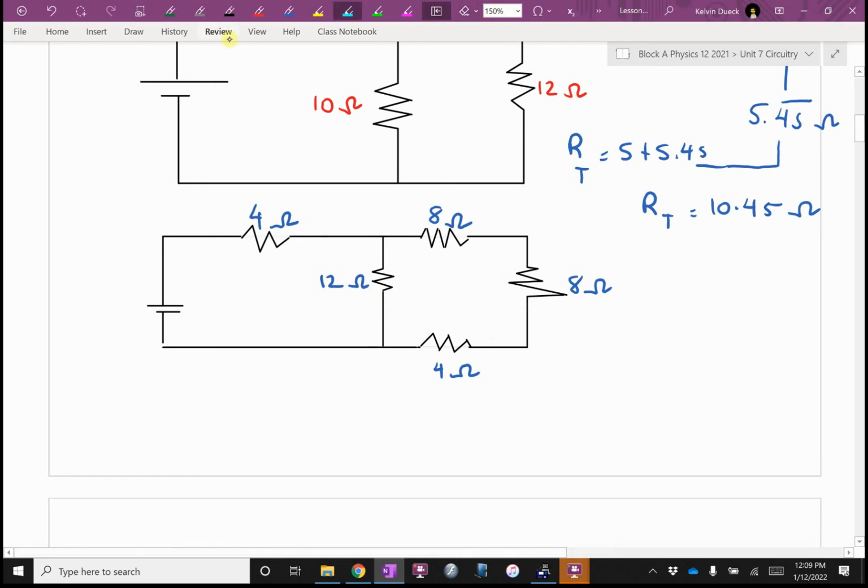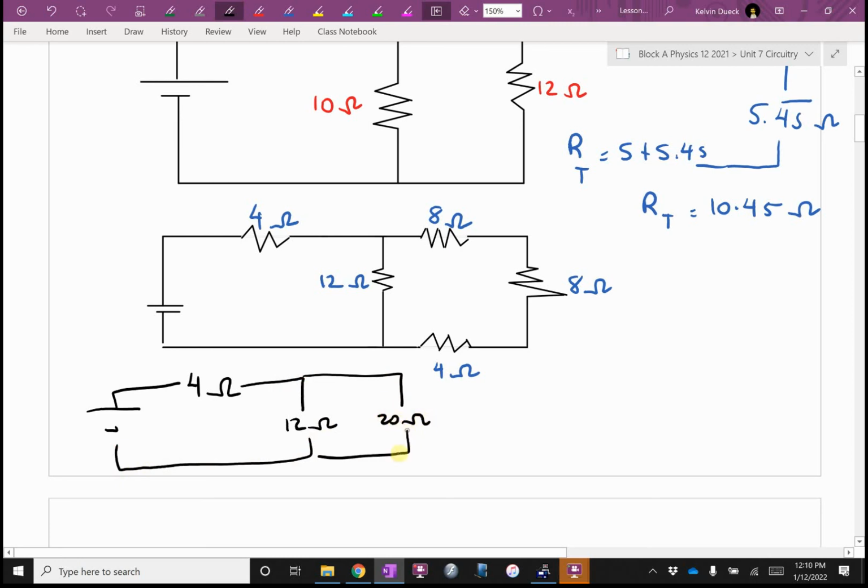Really, this circuit looks like this. Write this down. There's a 4. There's a 12. But this here is a 20. That's what that circuit is.